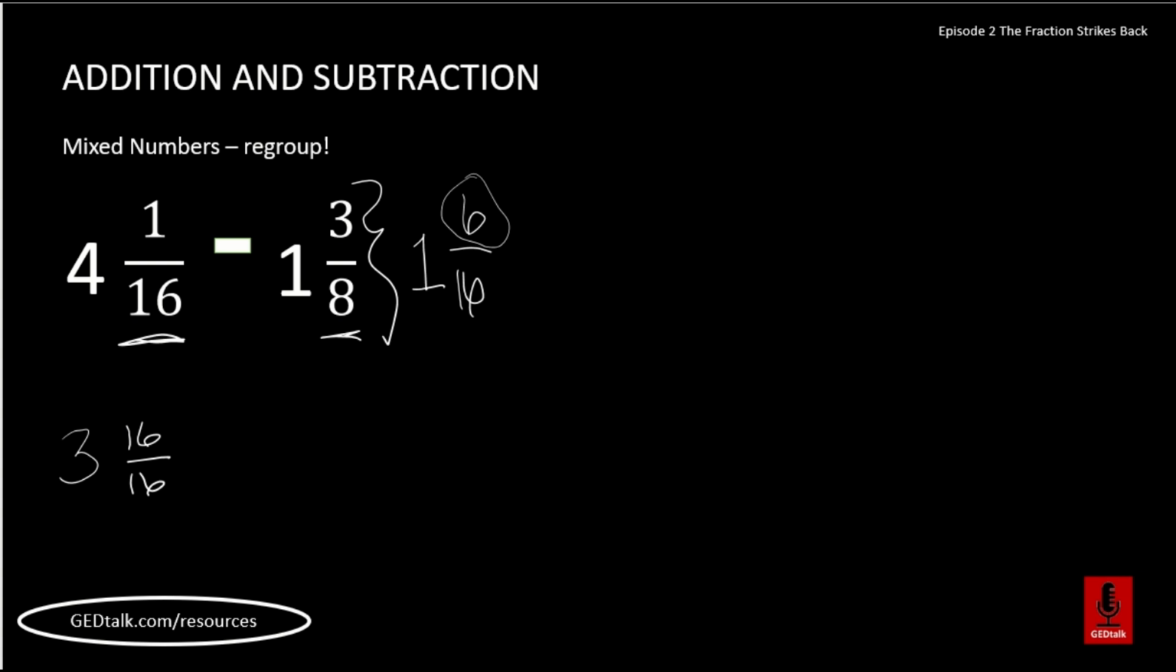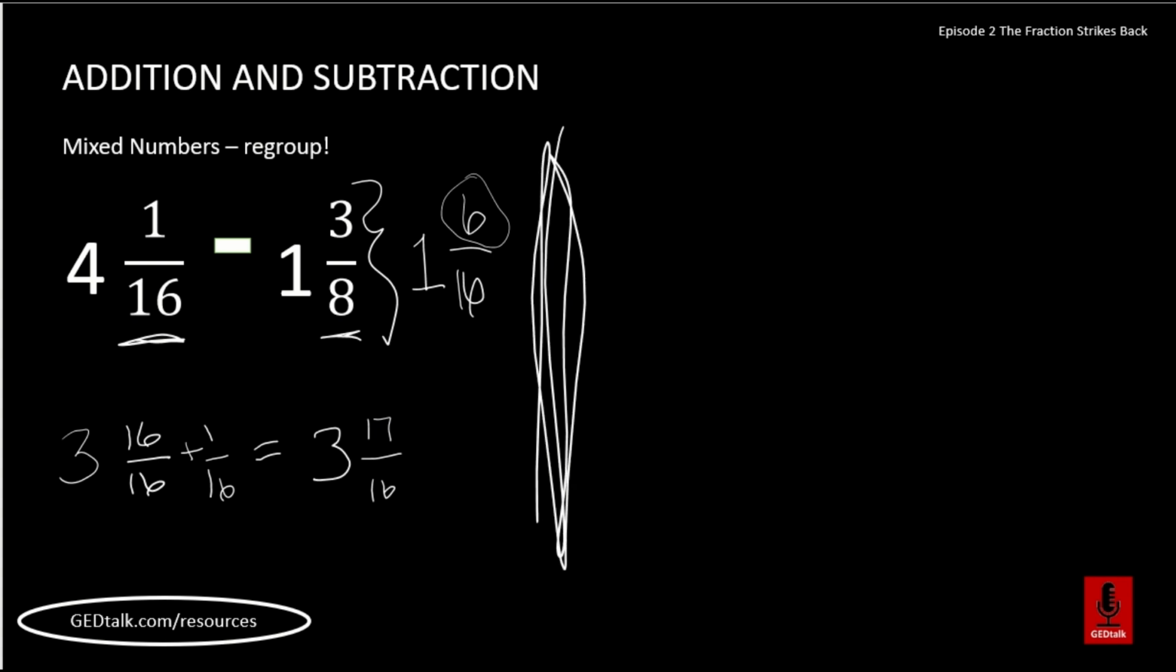And so what I'm going to do is I'm going to take that 16 over 16 and I'm going to add 1 over 16, which was already there. So now I have 3 and 17 over 16. Now I'm able to go ahead and take care of this problem. I'm going to draw a little wall for us. So instead of 4 and 1/16, I have 3 and 17/16 minus 1 and 6/16. Now, since they have the same denominator, I can go ahead and take care of this.